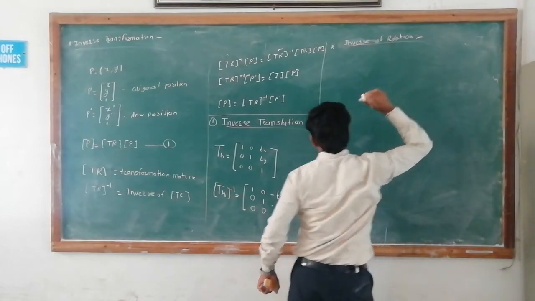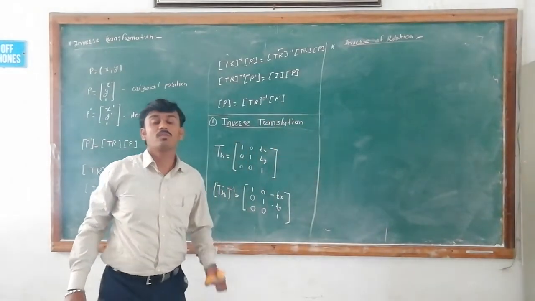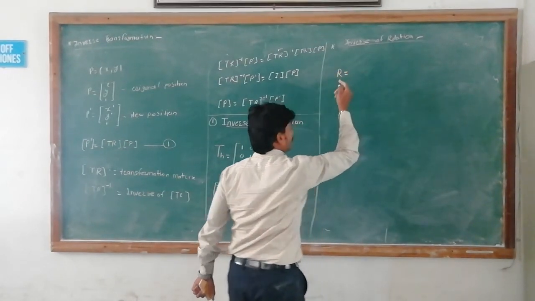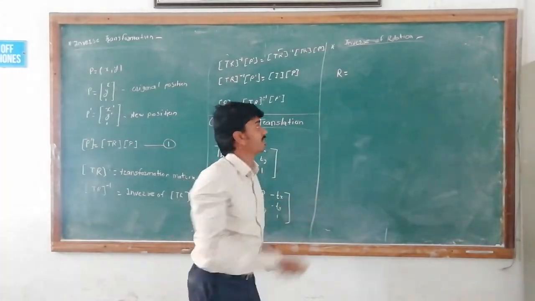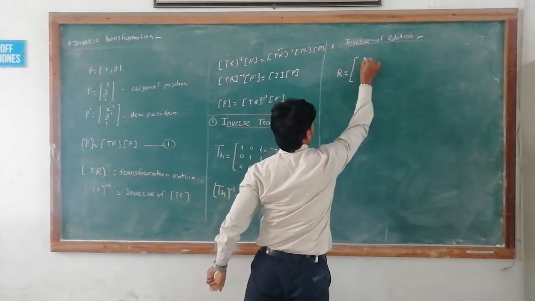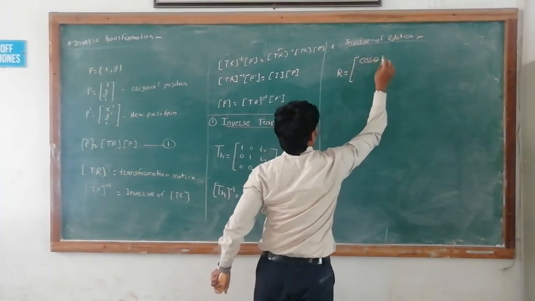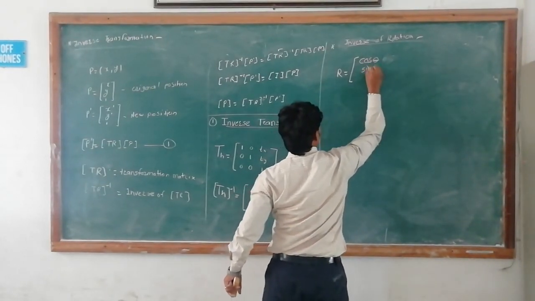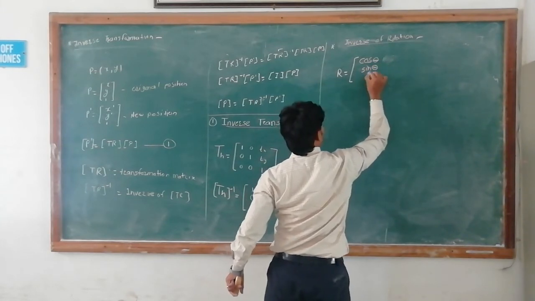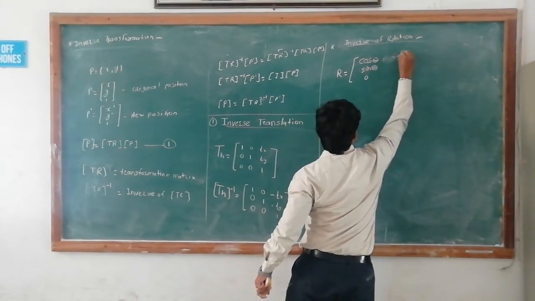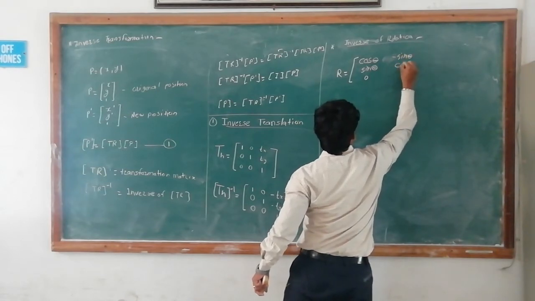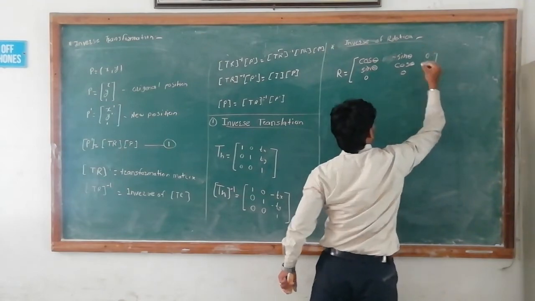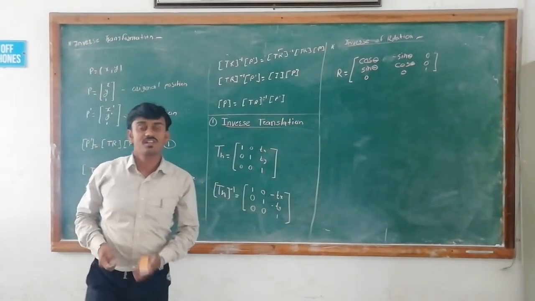Inverse of the rotation. So first of all, what is the rotation matrix? The rotation matrix is denoted by R, and it has the value cos theta, sin theta, 0, minus sin theta, cos theta, 0, and 0 0 1. Okay, so this is our rotation matrix.